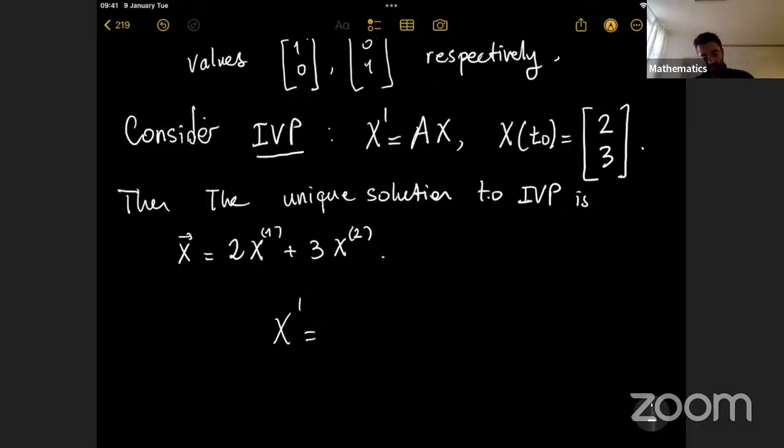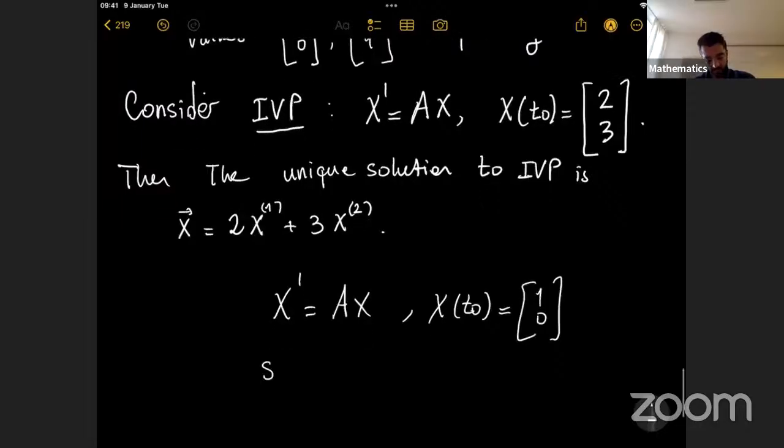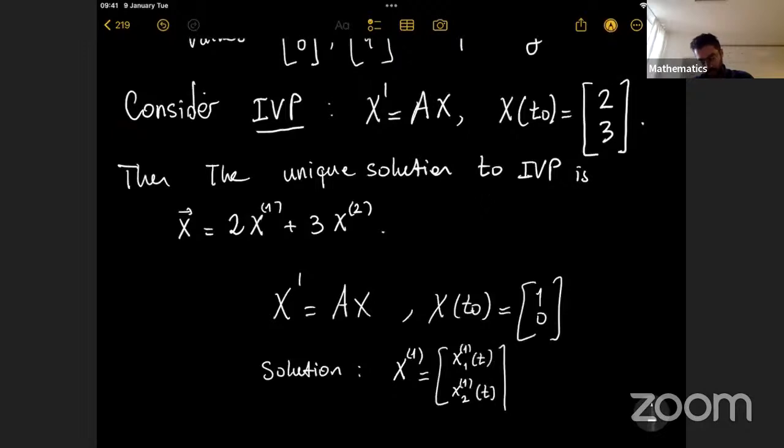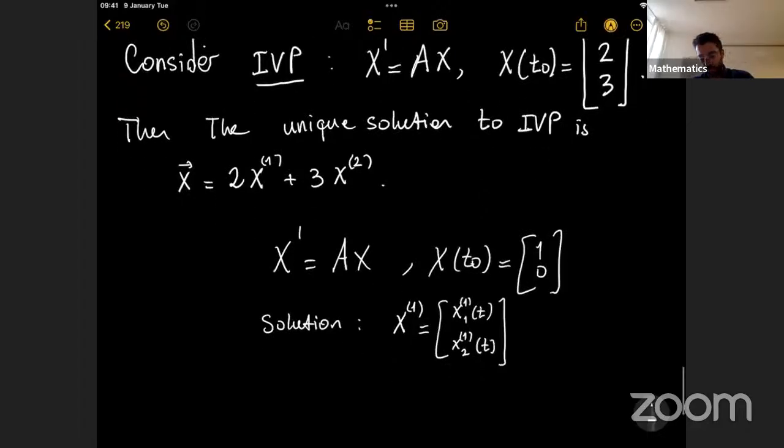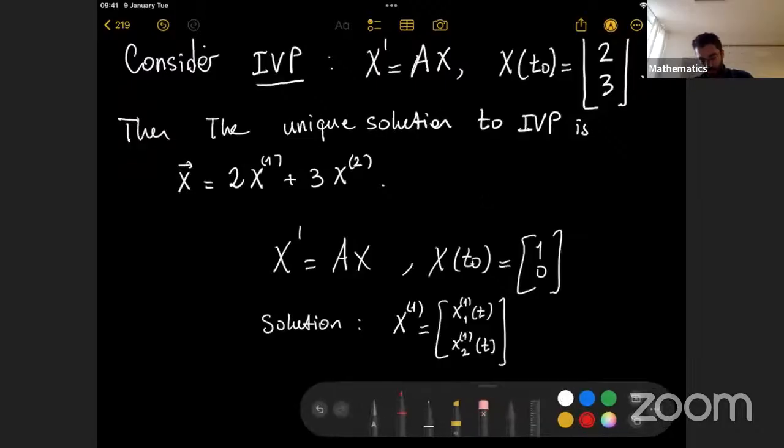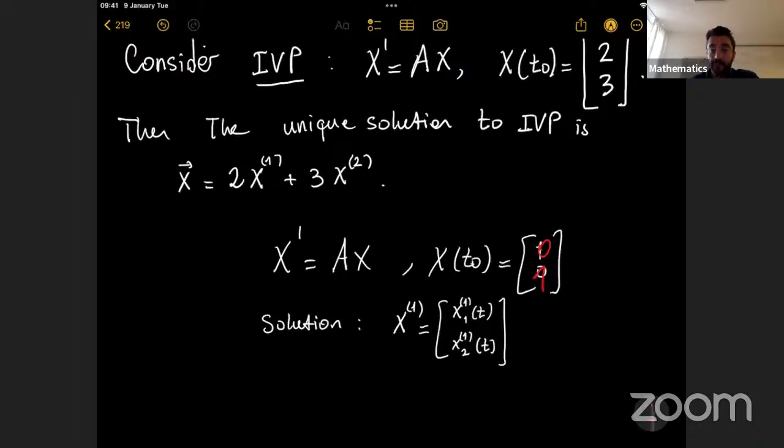We wrote the initial value problem like this: X prime equals AX, with x of t0 equal to (1, 0). This is an initial value problem, and the solution is the solution vector x1. x1 is a vector like this, x1,1(t), x1,2(t). It's a solution of this initial value problem. The other one is the solution when we replace the initial value by this.